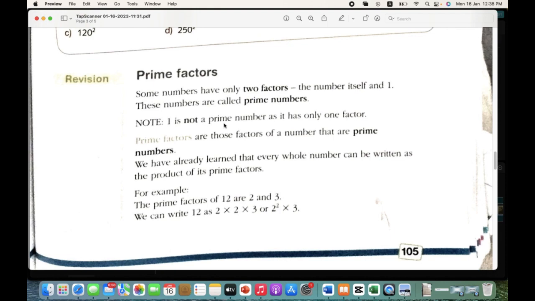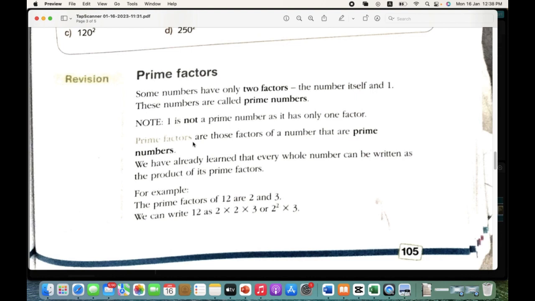For prime factors, we find the prime numbers from every number. We already know the prime numbers, right? One is not a prime number. Numbers that can be divided by only itself and 1, numbers that have only 2 factors, are called prime numbers. Itself and 1 only.